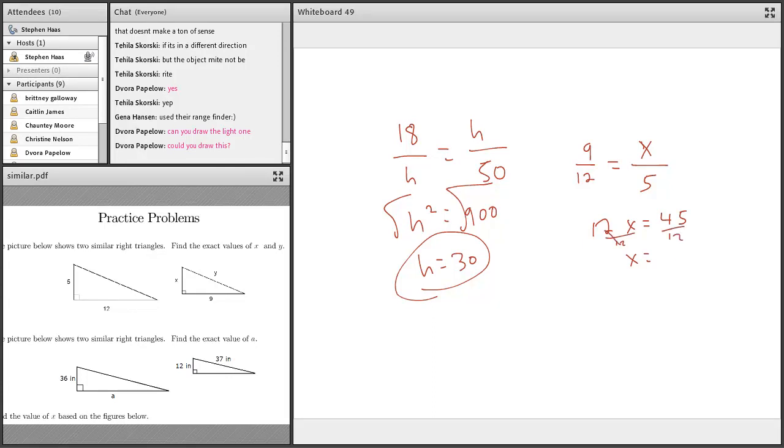And x is actually 4 and 1/12. Well, we'll just say 4 and 1/12. Close enough.